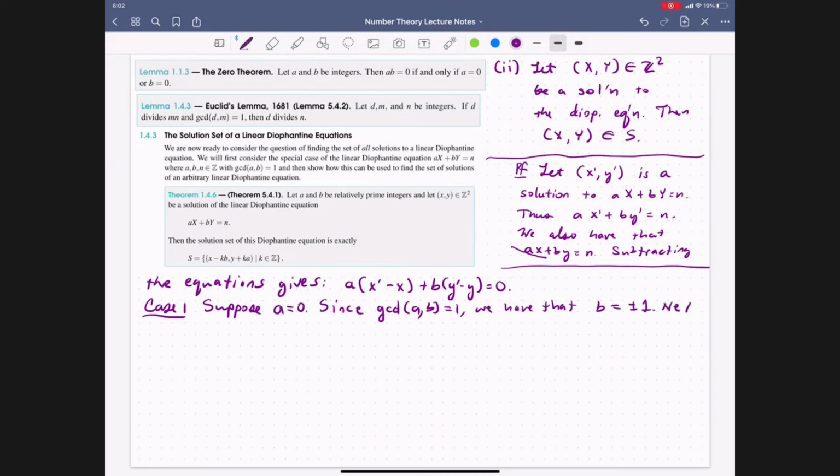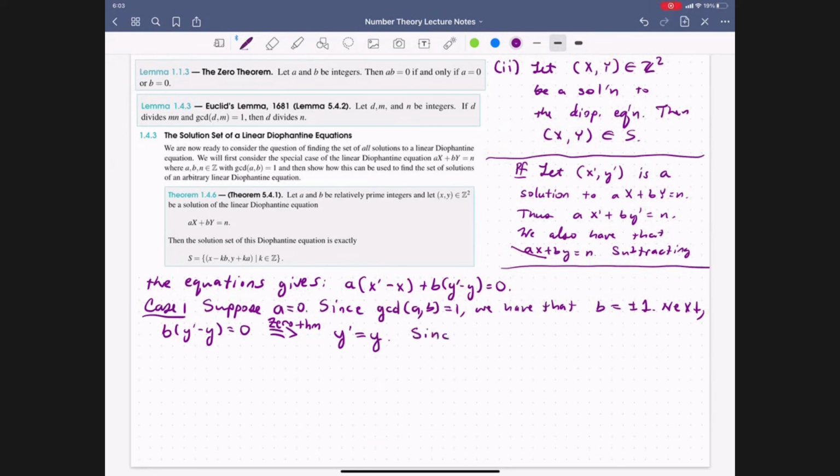Next, we see that from the subtraction that we have here, we have that b times (y prime minus y) is equal to 0. Then the zero theorem tells us that b, or y prime minus y, is equal to 0. But we know that b is plus or minus 1. So now that means that y prime equals y, since y prime minus y is equal to 0. So we have this here.